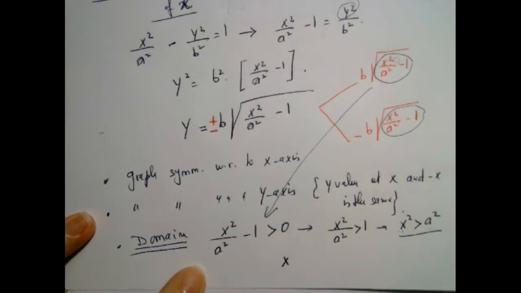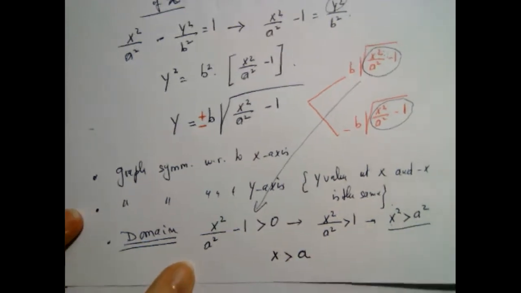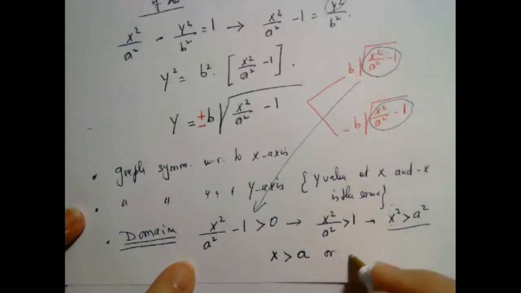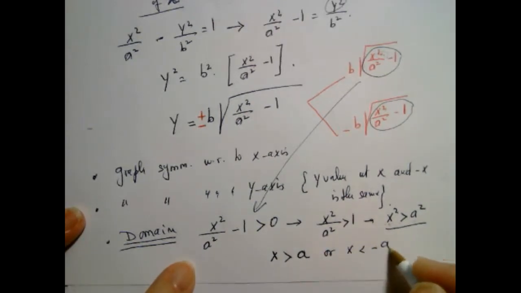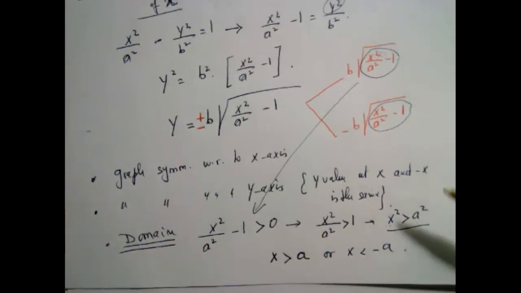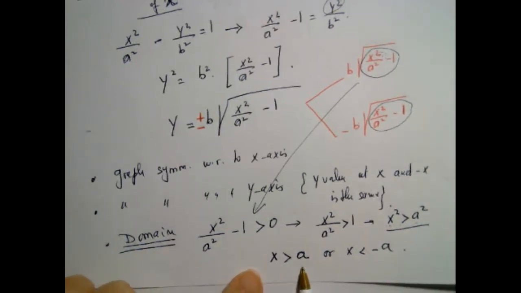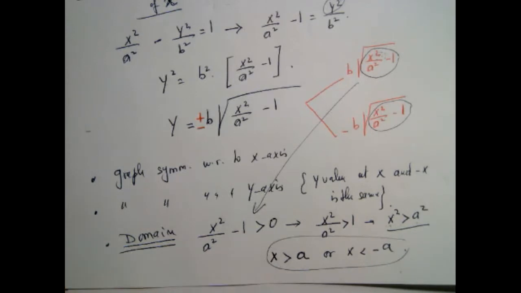What does it mean x squared bigger than a squared? It means x has to be larger than a, or x has to be less than minus a. So x squared could be bigger than a squared if x is bigger than a or x is less than minus a. All right, what does it mean graphically for us?